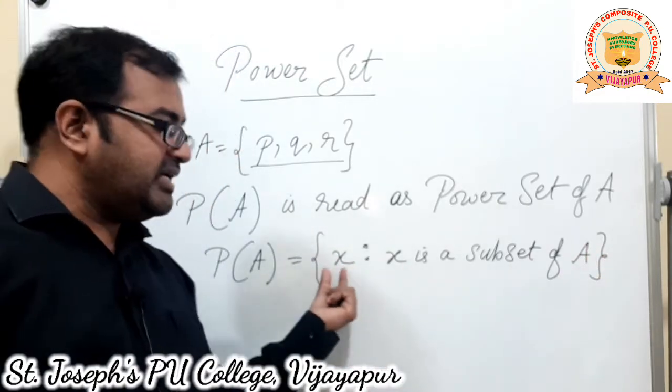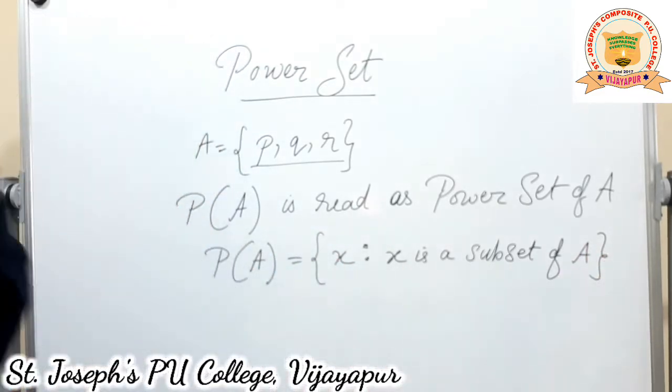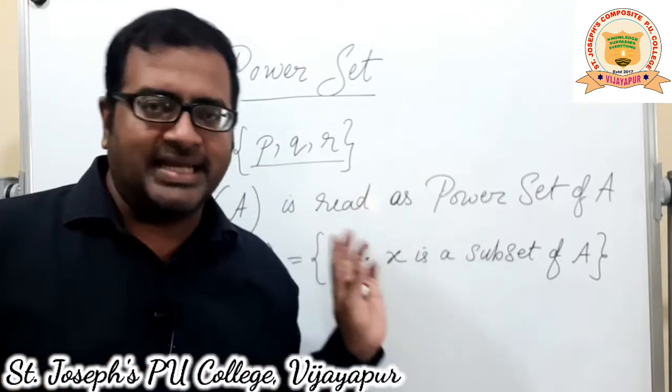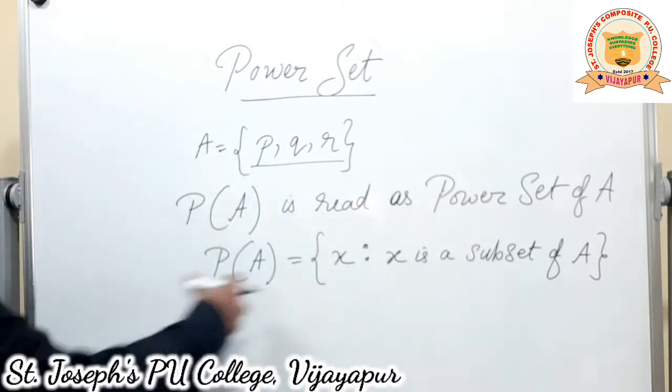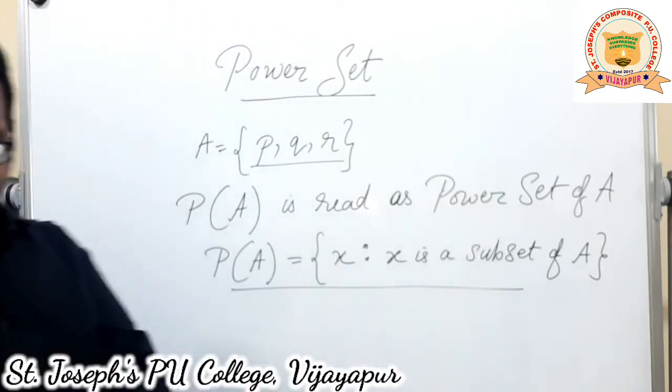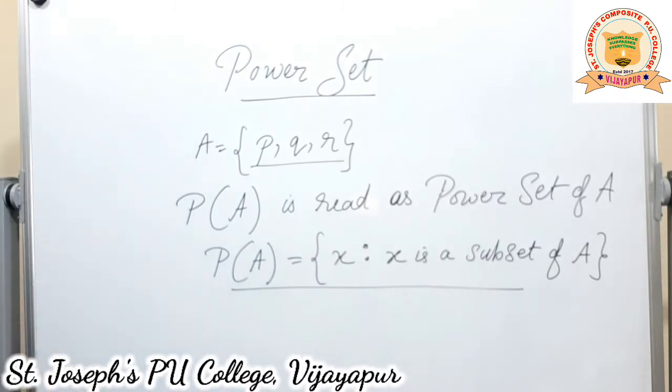So each element inside this set must be a subset. Means first of all it should be a set, and all the elements should be from A itself. This is a rule method, a set builder form. In roster form, how does this look? Let us see that now.